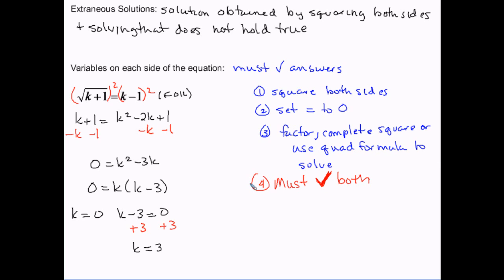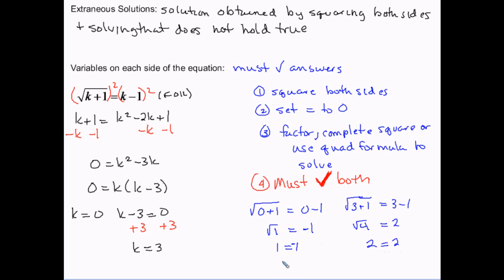Okay, so I'm going to plug those in to my original, and I have 0 plus 1 is equal to 0 minus 1. Square root of 1 is equal to negative 1. 1 is equal to 1. Or I have 3 plus 1 is equal to 3 minus 1. The square root of 4 is equal to 2. 2 is equal to 2.